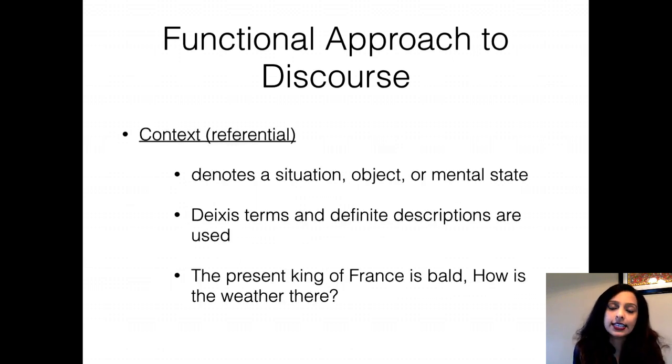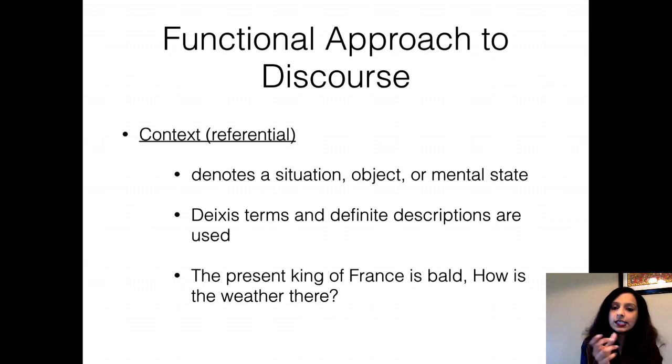The context is the referential function of language. And here is an example of a context. So, the present king of France is bald. Now, if I ask you if you understand the meaning of the sentence, you probably will say yes. But if I ask you, is there a present king of France, you will probably say no, because France is not a monarchy. There used to be a king of France, but not anymore. But you still understand the meaning.